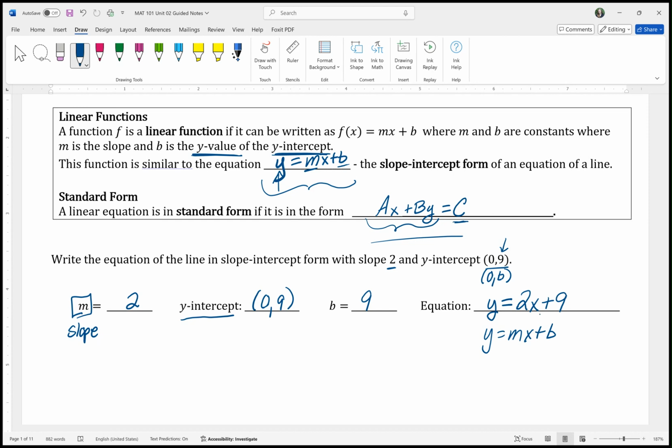Now I want to make a quick note here. If our b was negative, let's say, just a quick example, let's say we keep that same slope of 2, but let's say our b is negative 8. Then our equation would be y equals 2x minus 8. Okay, so the sign of b is going to give you this sign, whether that be adding or subtracting.